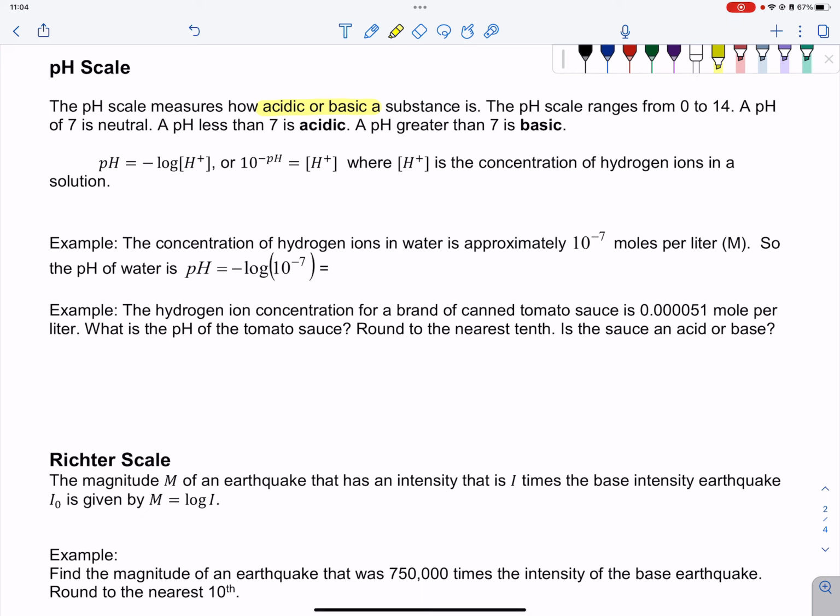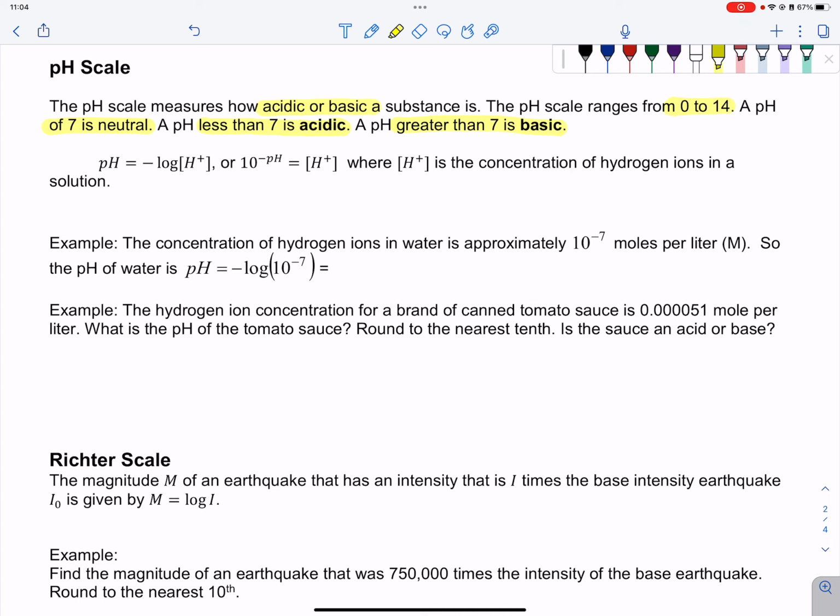And the pH scale ranges in values from 0 to 14. And if you get back that a pH is 7, that means it's neutral. It's neither acidic nor basic. If it's less than 7, then it's acidic. And if it's greater than 7, then it's basic.